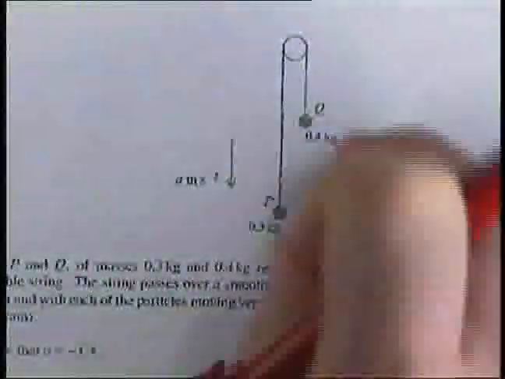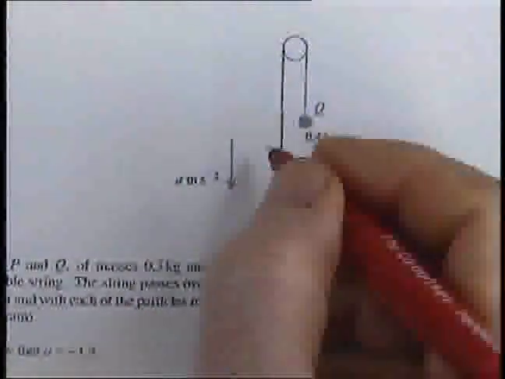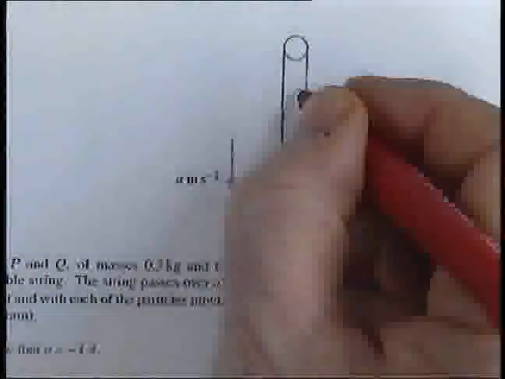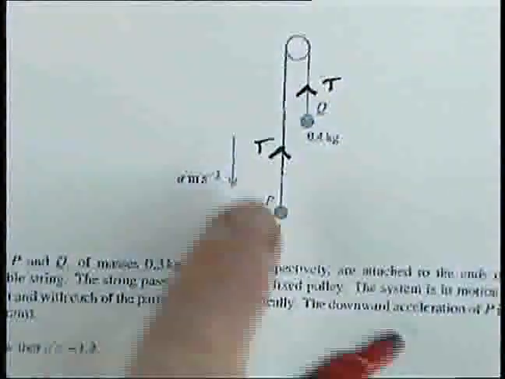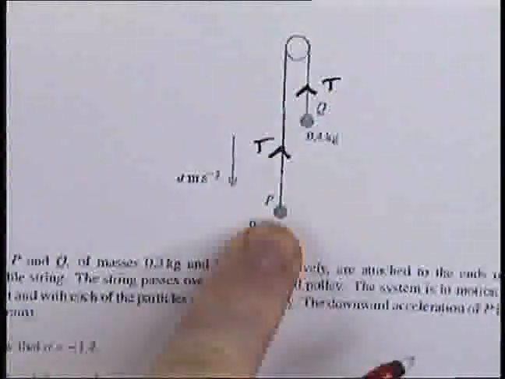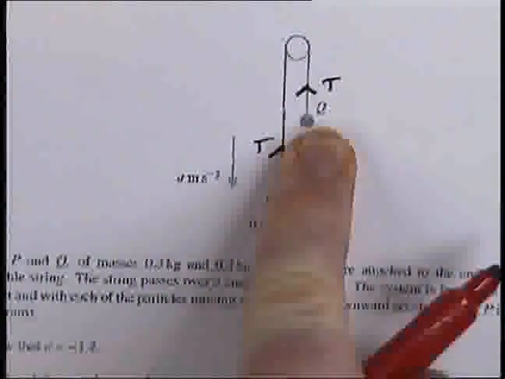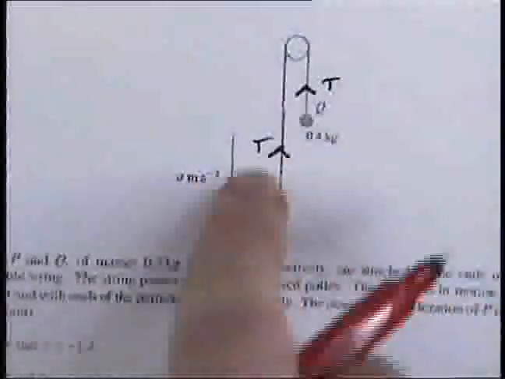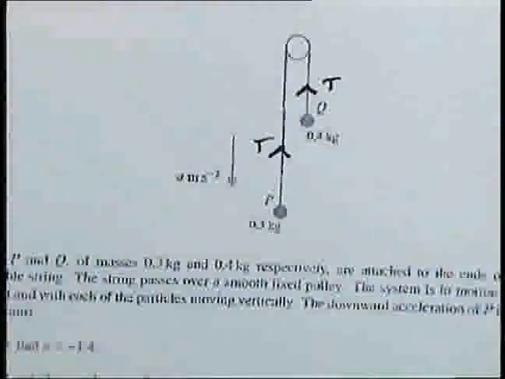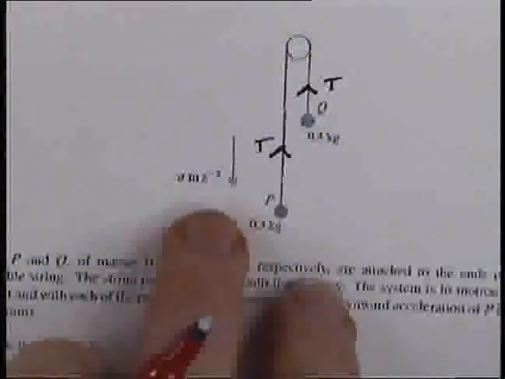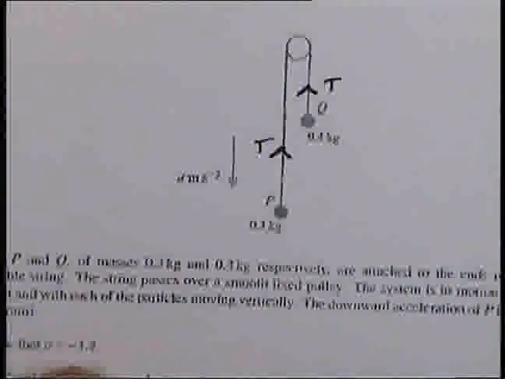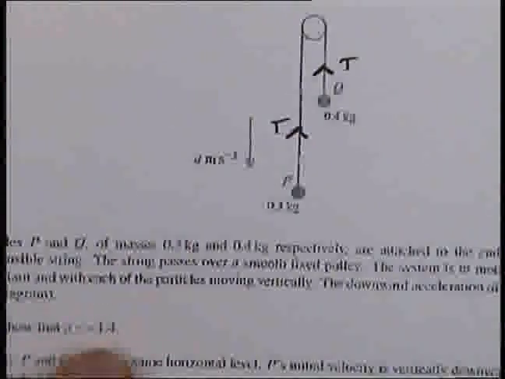An important thing there, as the string is taut, it means that the tension in the cable is equal and opposite. And also, whatever speed that particle's travelling with, that particle's also travelling with the same speed, because they're connected via a taut cable which doesn't stretch. And what we've got to show is that this A has a downward acceleration of negative 1.4.